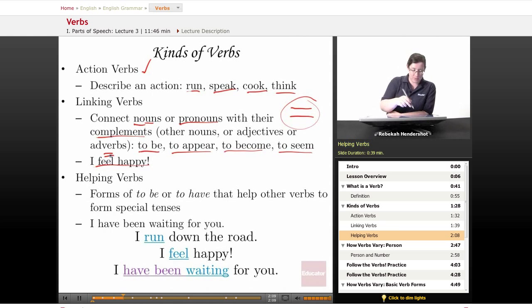Then you have helping verbs. These are usually forms of to be or to have that help other verbs to form special tenses. Helping verbs always show up with another verb right next to it to form tenses, and we'll get to tenses in a minute.